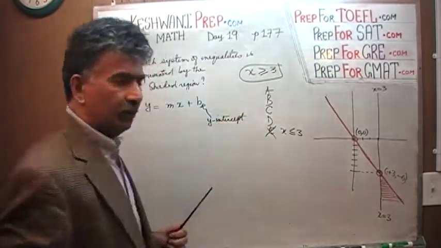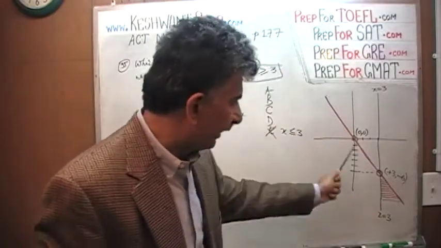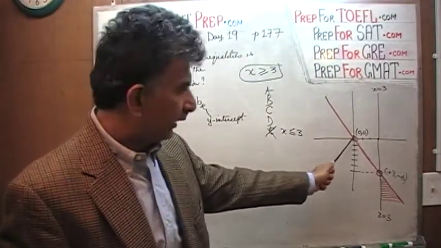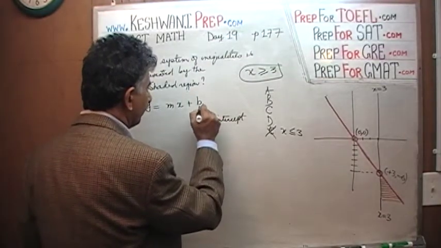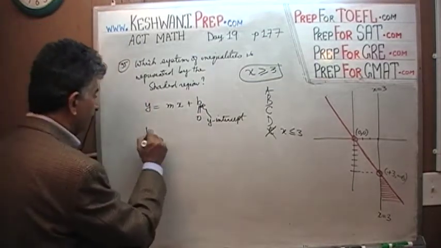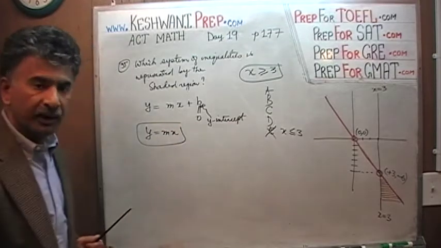Y-intercept simply means, where does the line cut the y-axis? Where does this line cut the y-axis? The red line that we drew here cuts the y-axis right at the origin, which means the y-intercept is equal to 0. Which means the equation of the line that we're looking for is simply y is equal to mx. We just have to find out the slope, m.